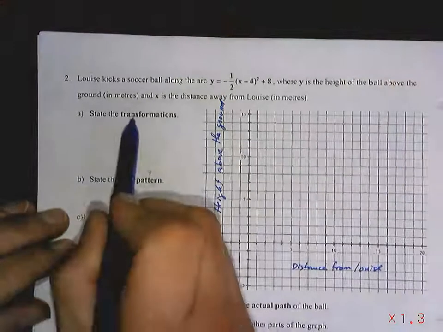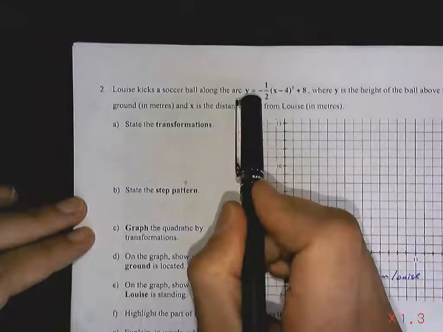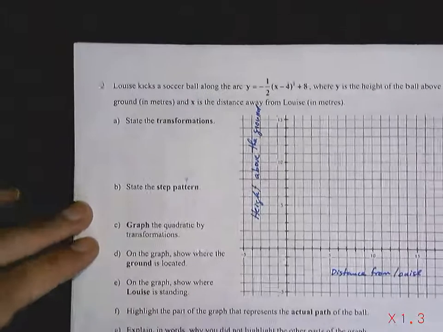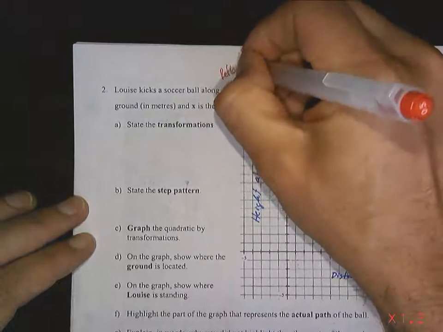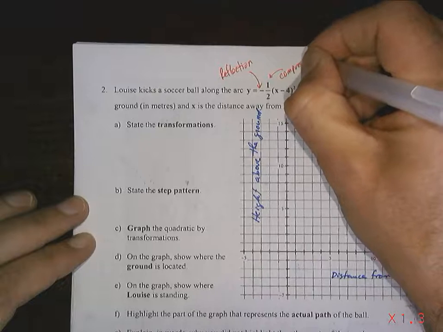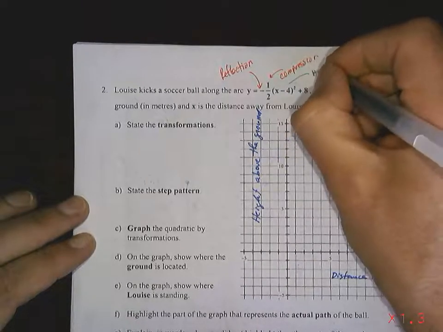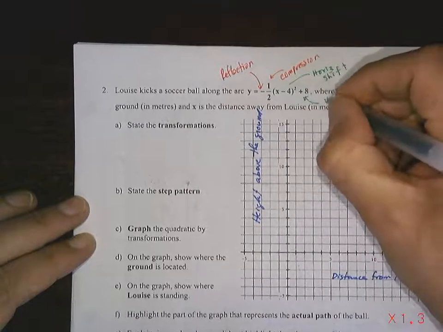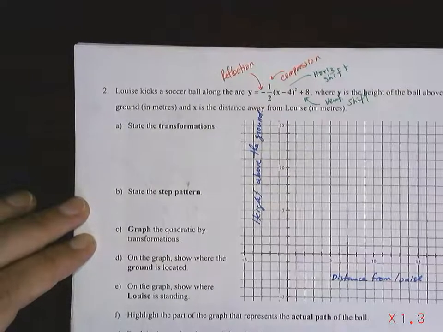Okay, so state the transformations. Woohoo! This is yesterday's work. How many transformations do you see here? I see 4. How many do you see? Count. I see a reflection. I see a vertical compression. I see a horizontal shift. And I see a vertical shift. I see 4 transformations.